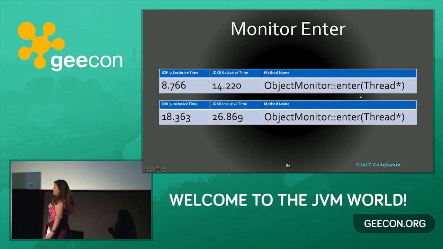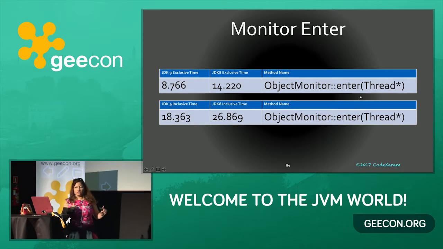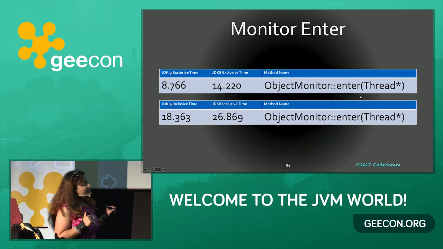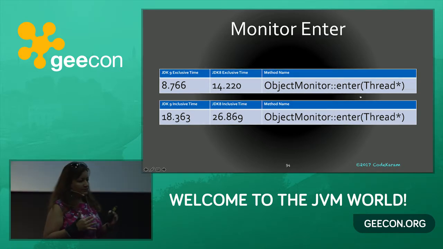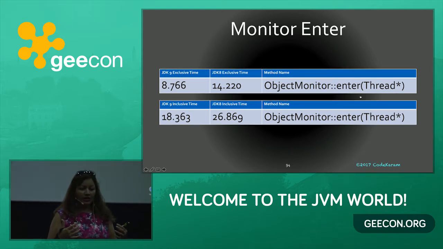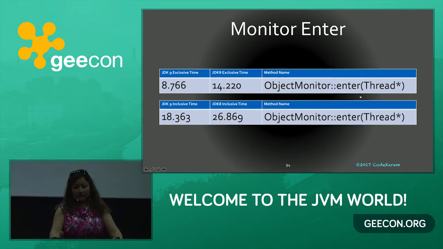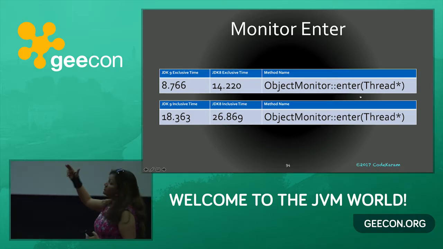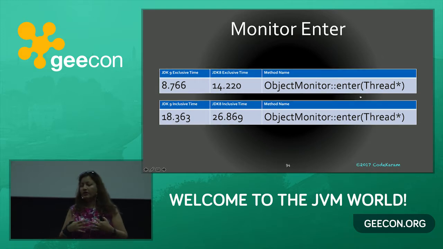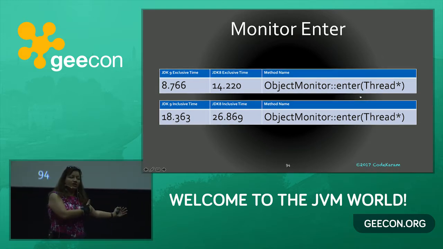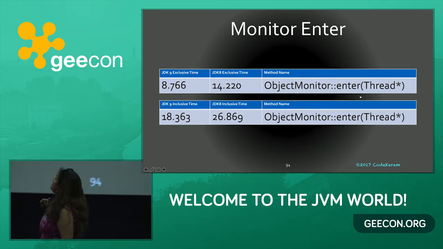What you see here is your monitor enter time, where the first column is JDK 9, exclusive time. Another thing is that you have exclusive and inclusive time. Exclusive time is just the time spent in your method. If I have any other callees, then it'll be inclusive time from me on down. So when I show you inclusive time, anything I'm calling is included in my method's time. If I'm a method, anything that I'm spending time on is exclusive to me. So the top is exclusive time, and the bottom is inclusive time.